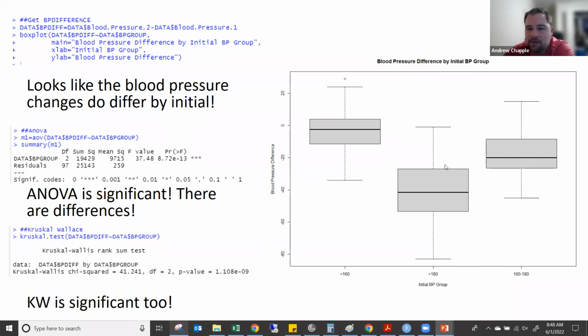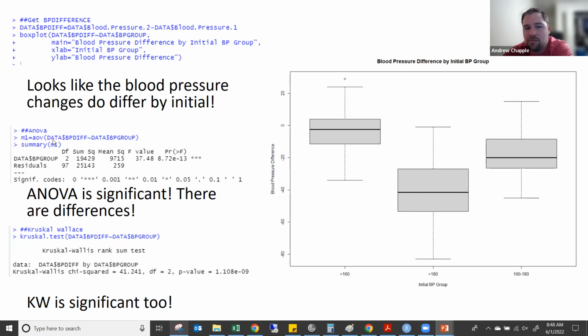It does look like if you had a blood pressure over 180, you were more likely to lose blood pressure. That's what this is saying here. If it's negative, your second blood pressure was lower than your first one. So you could see a shift here, and I can do an ANOVA.